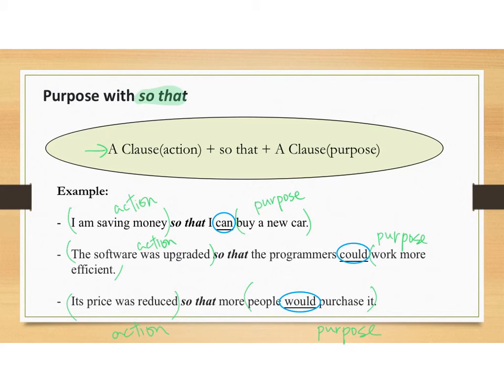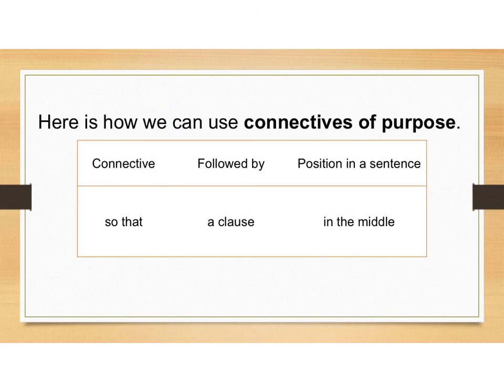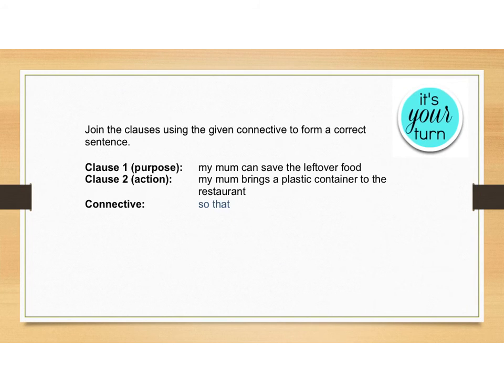When we use the connective so that, the clause after so that generally includes a modal like can, could, would, or will. It is normally followed by a modal verb. This slide shows you how to use so that. When we use so that, you need to put it in the middle of the sentence and then followed by a clause. A clause means subject plus verb. Let's look at one more example.